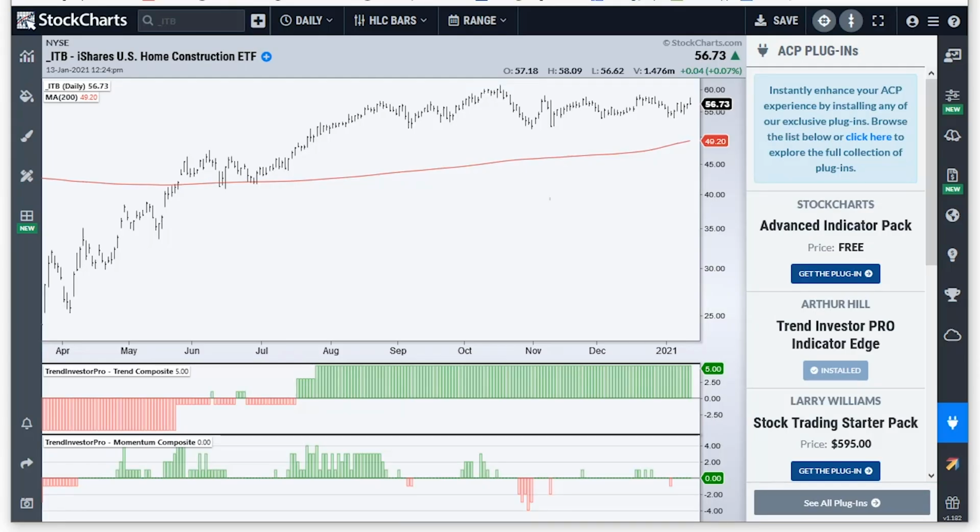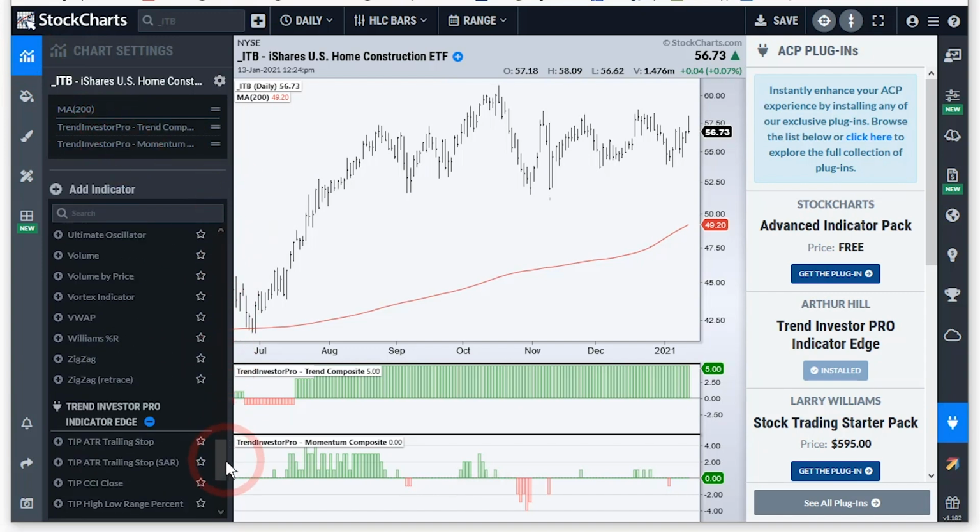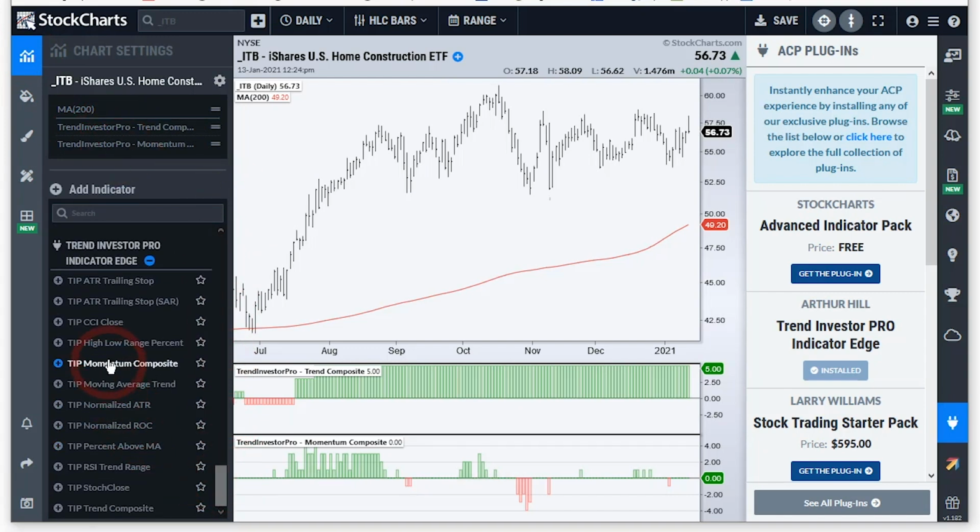And if I go back over here, you can see on the left-hand side at the top, I can click on the chart settings, and there I can add the indicators. At the bottom, you'll see the Trend Investor Pro Momentum Composite and Trend Composite as well there.